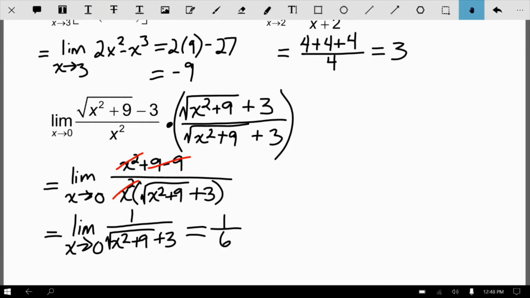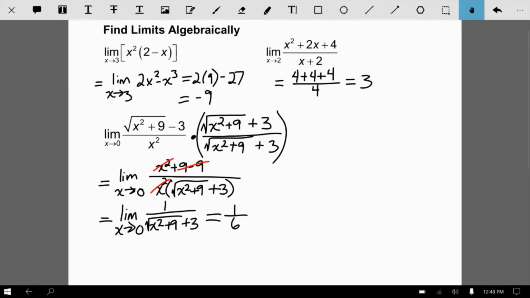So if you were to graph that on your calculator, and you can do this on your own if you want, you would see there's actually a hole in the graph at x equals 0, but you can see from both sides, from both the right and the left, that the function is approaching a value of 1/6. So the right side limit and the left side limit would be the same in that case, so the limit is equal to 1/6.